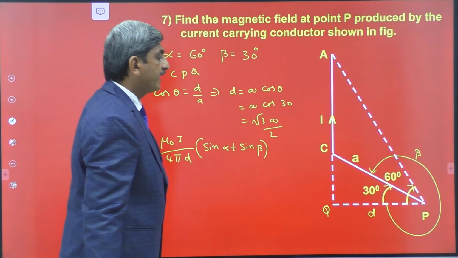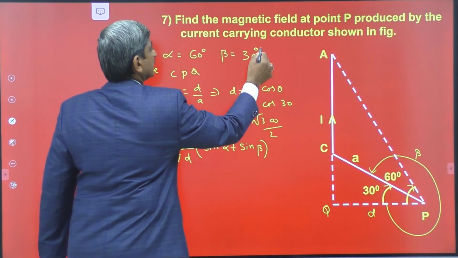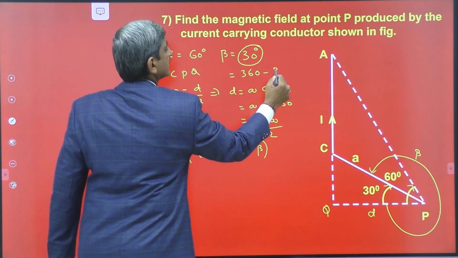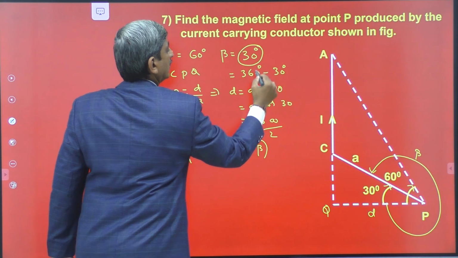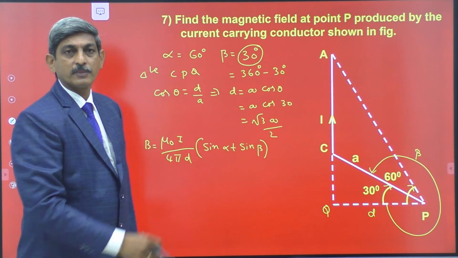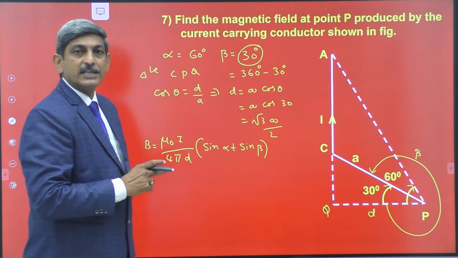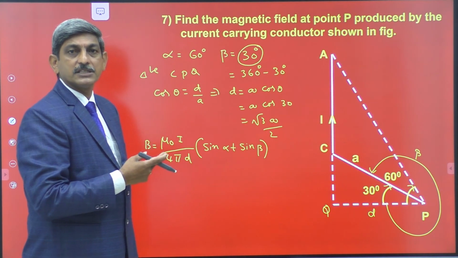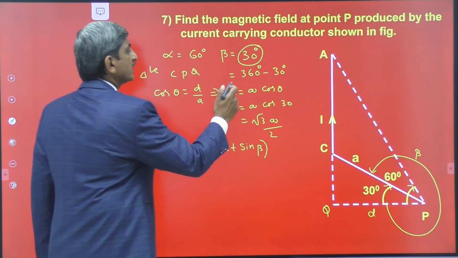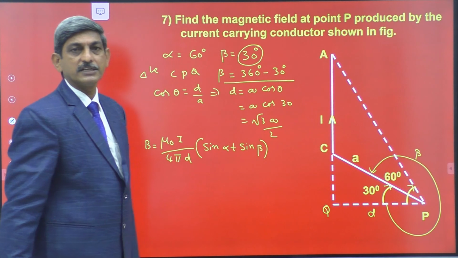So we can say that beta is equal to, the total angle is 360 degrees minus 30 degrees. That's why this beta is equal to 360 minus 30 degrees. So let us identify this difference between this one and the previous problems. Here the elevated angle made by the lower end is also given in the clockwise direction, but that must be measured in the anti-clockwise direction. By taking that into consideration, the beta value is found to be 360 minus 30.